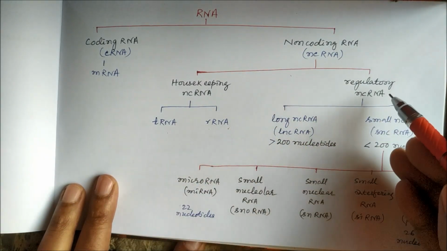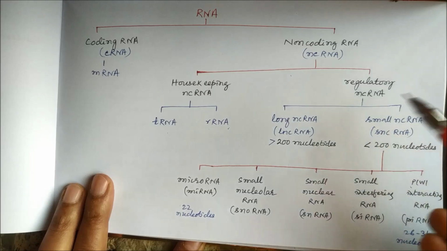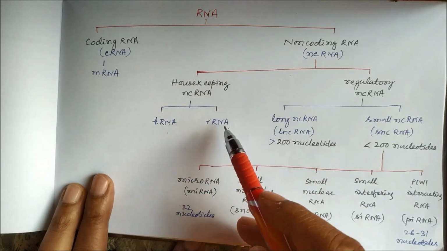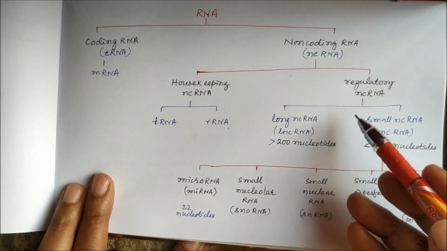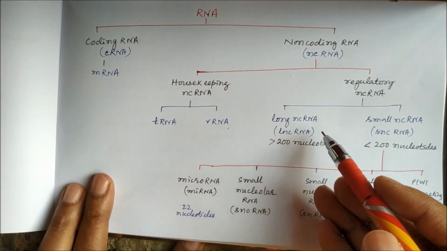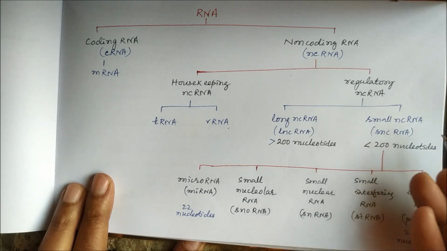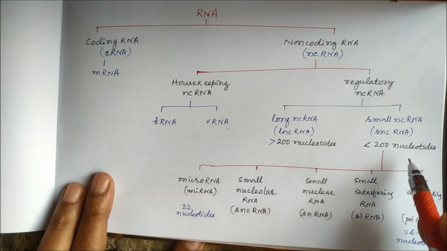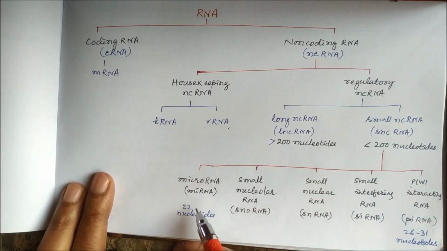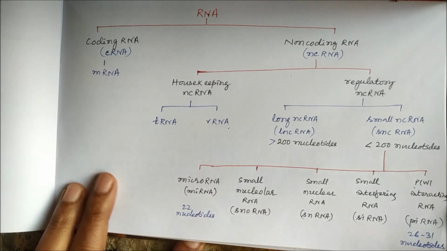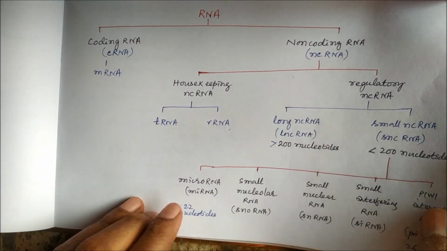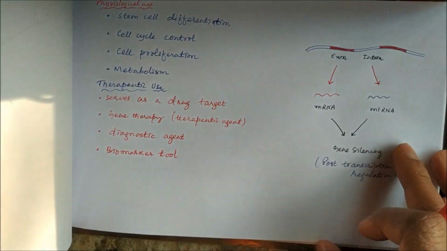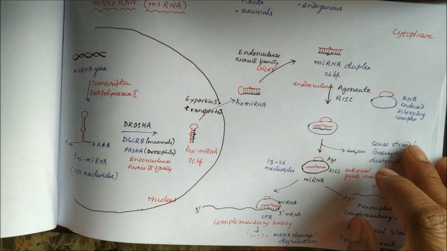The non-coding RNA can be housekeeping non-coding RNA and regulatory non-coding RNA. Housekeeping non-coding RNAs are transfer RNA and ribosomal RNA. In the regulatory non-coding RNA, we can have long non-coding RNA and small non-coding RNA. Among the small non-coding RNA, which have less than 200 nucleotides, approximately 22 nucleotides is your microRNA. And this microRNA can regulate gene expression, and how it does this, let us see.